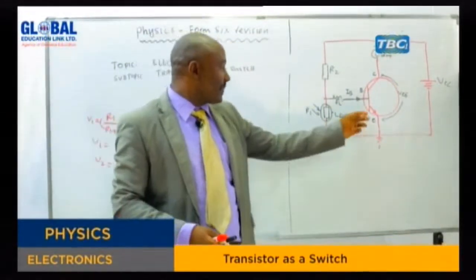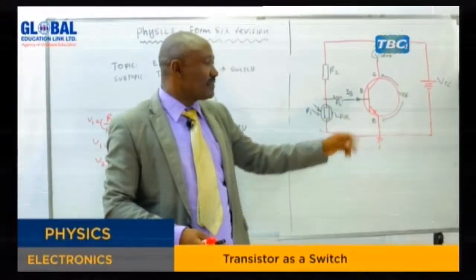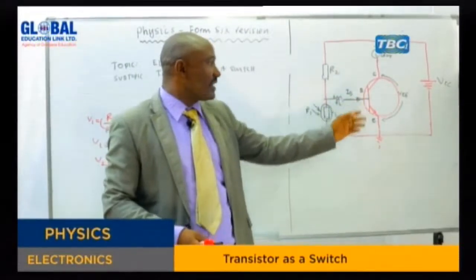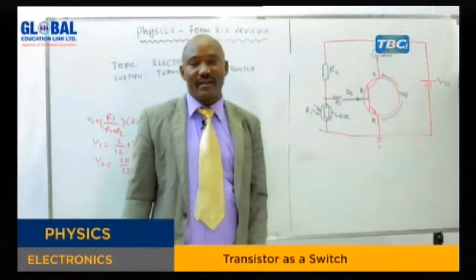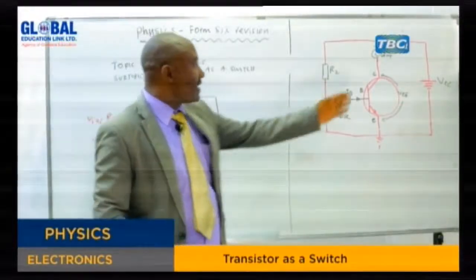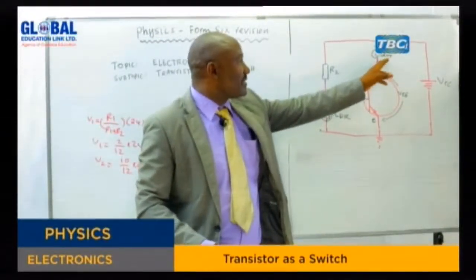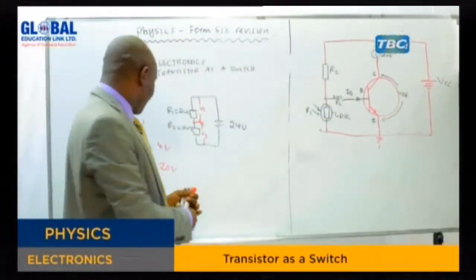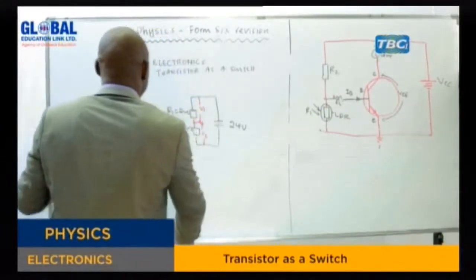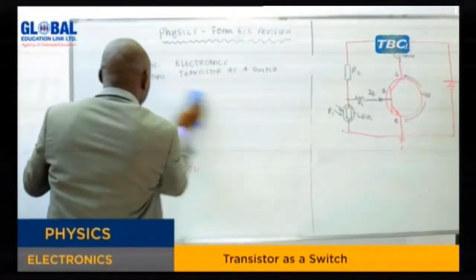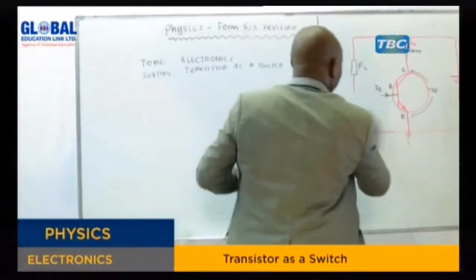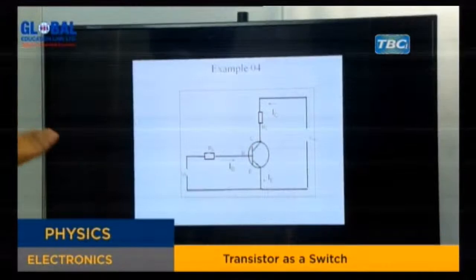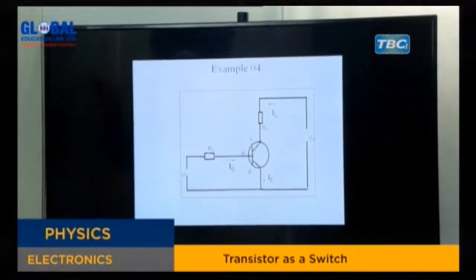And you know the principle: the voltage applied here will be sufficient to produce the current, and that current will make the output current flow, and as a result any component placed here can be operated. Let's do example number four, a follow-up on the transistor as a switch.